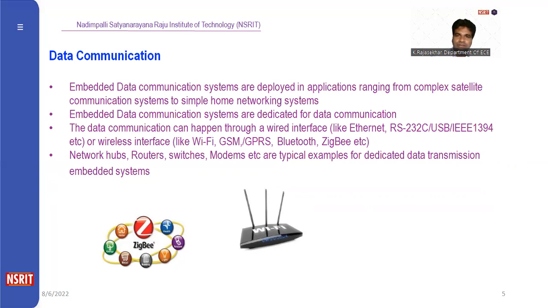For wired, when we transfer information from one place to another, we use wires, such as the RS-232 cable and USB cable. Some devices are used for wireless, such as Wi-Fi, GSM, Bluetooth, and Zigbee. Apart from that, network hubs, routers, switches, and modems are typical examples of dedicated data transmission embedded systems.